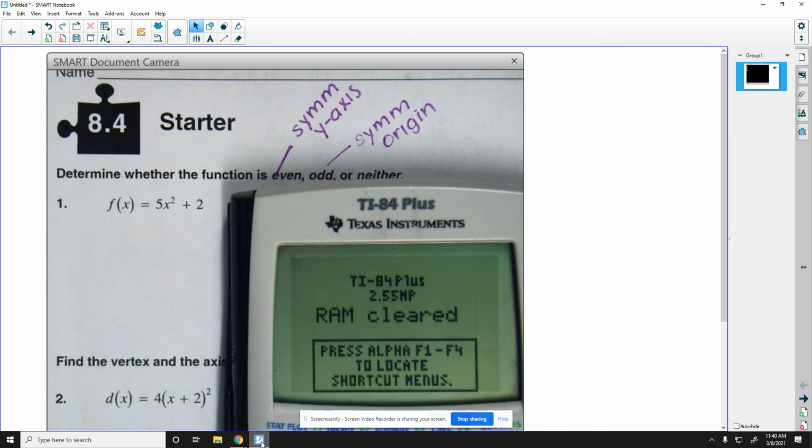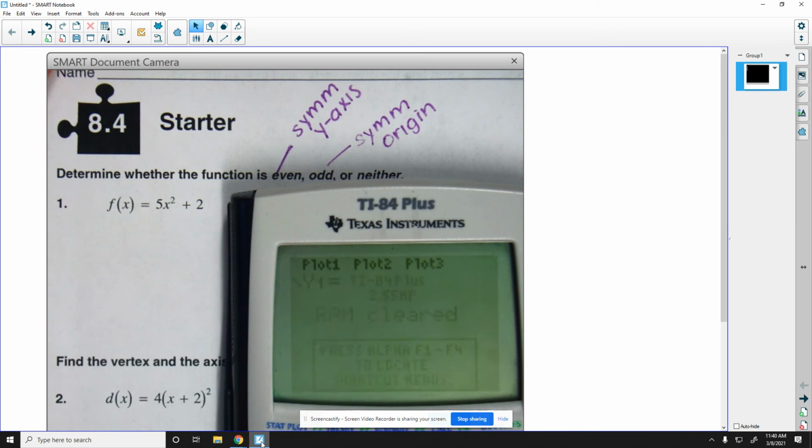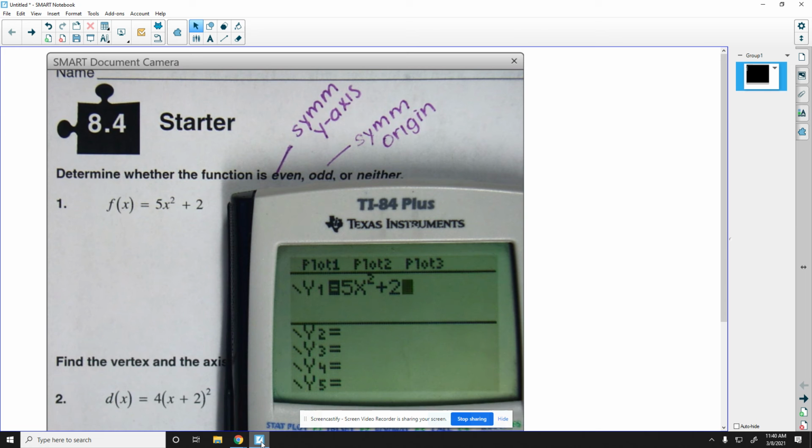Okay. So go clear your memories because I don't know what the zooming thing would be like left over. So let's just clear everything. Go to the y equals and plot this picture, 5x squared plus 2. So go to y equals, type in 5x squared plus 2, and let's see what it looks like.